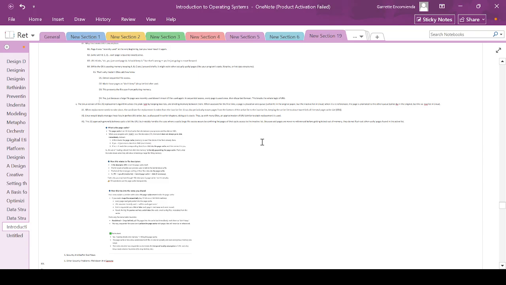The Linux version of the 2Q replacement algorithm solves this problem by keeping two lists, dividing memory between them. When accessed for the first time, a page is placed on one queue, called A1 in the original paper, but called the inactive list in Linux. When it is referenced again, the page is promoted to the other queue, called Am in the original, but the active list in Linux. That's the only time Linux will see it as active.